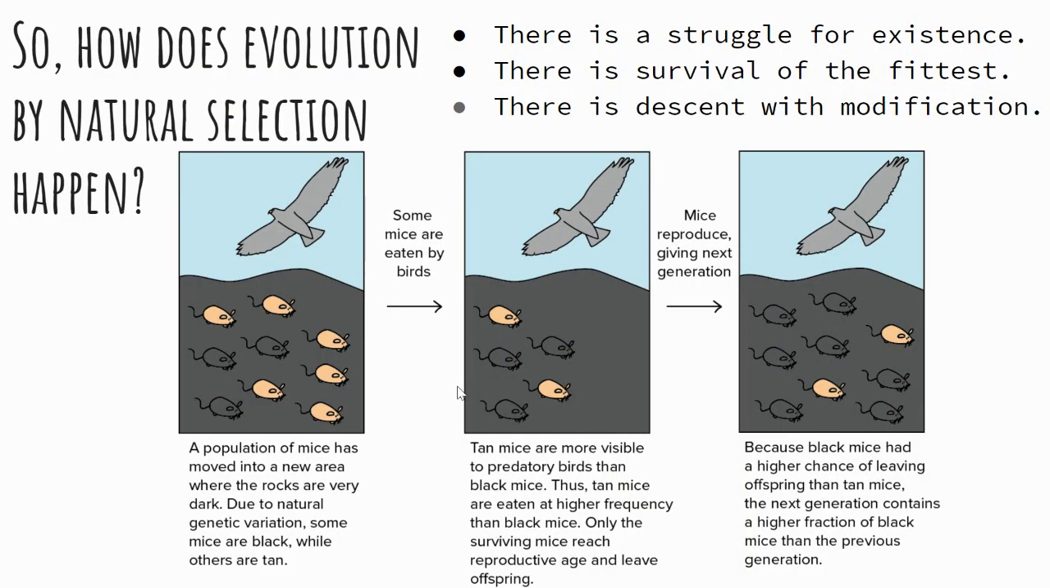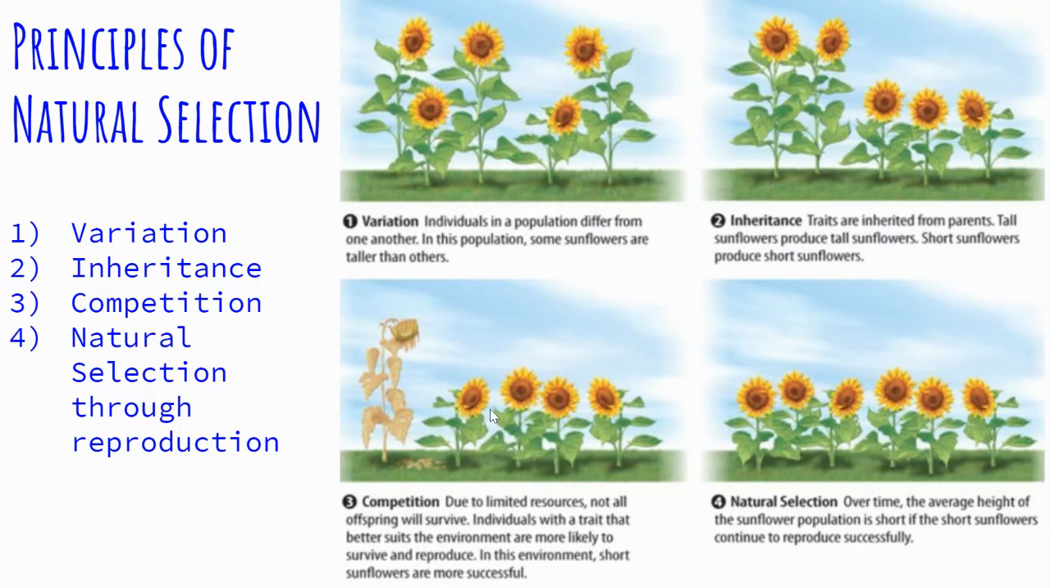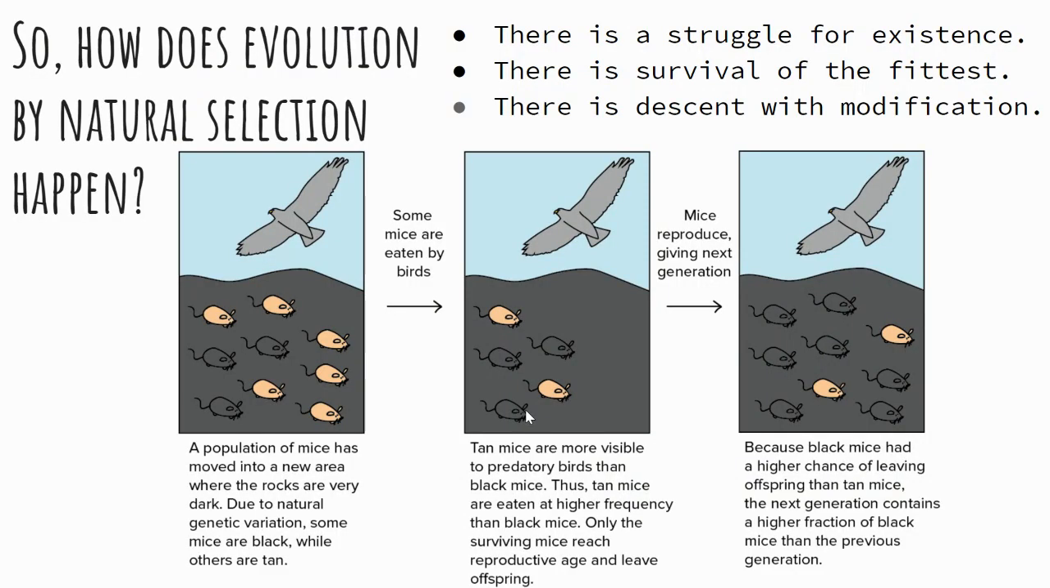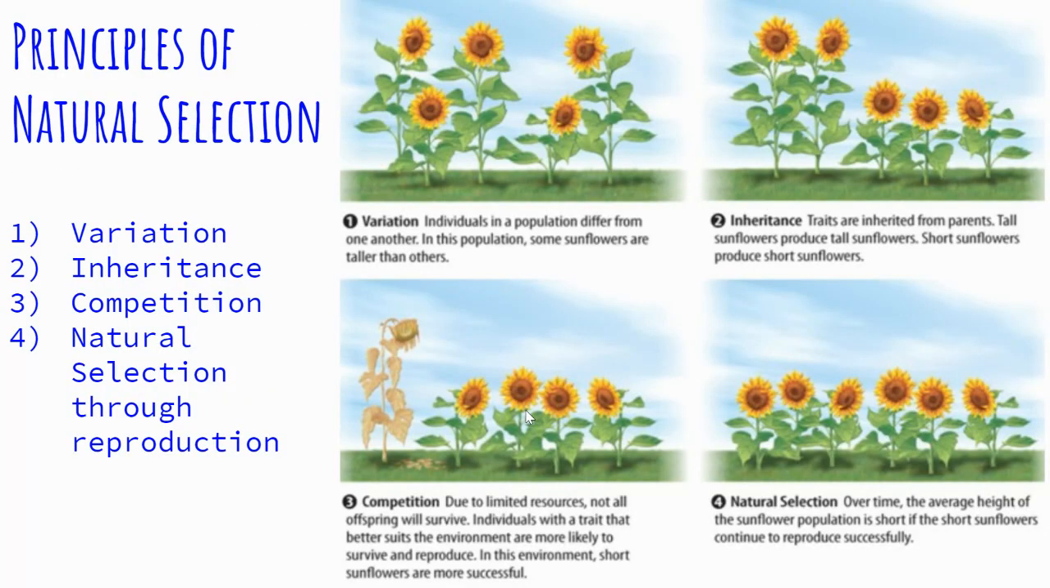There's going to be survival of the fittest. Here, only the short ones survived. And descent with modification means that over time, only the short ones continue to survive and reproduce. And so now the sunflower has changed and it has become a shorter species.